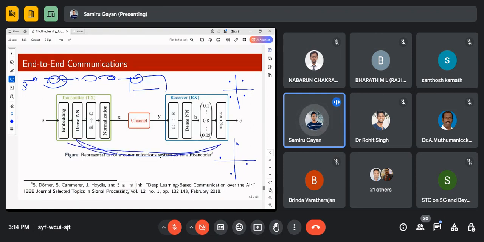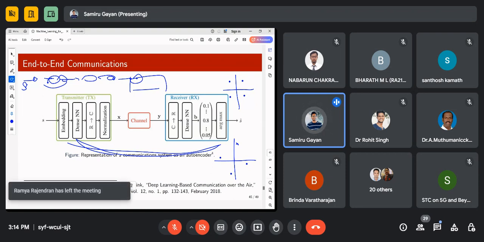But using machine learning, what we try to do is, as a whole setup, we try to optimize. We try to get the maximum data rate, or we reduce the symbol error probability, or something. Under some objective, we try to plan the transmitter side and the receiver side under a given channel.